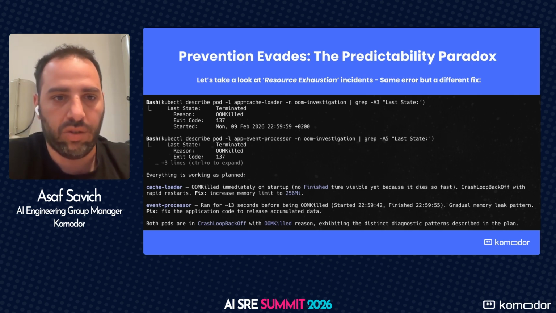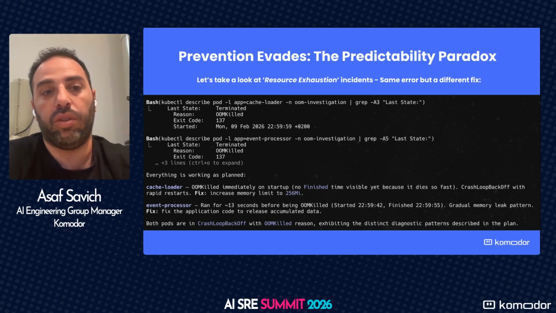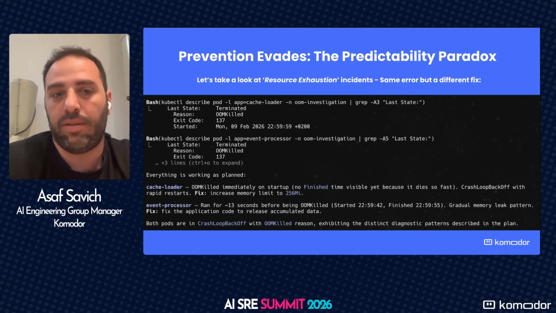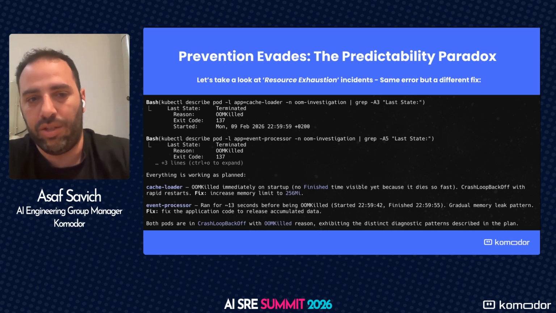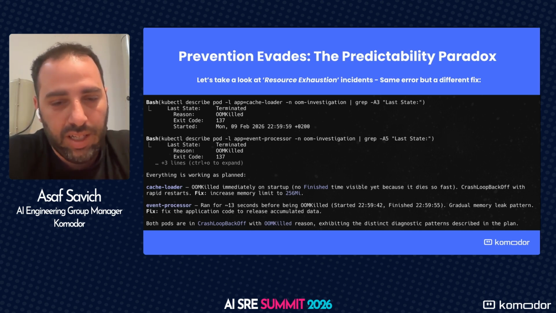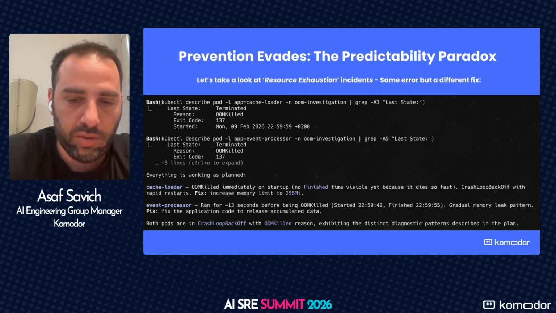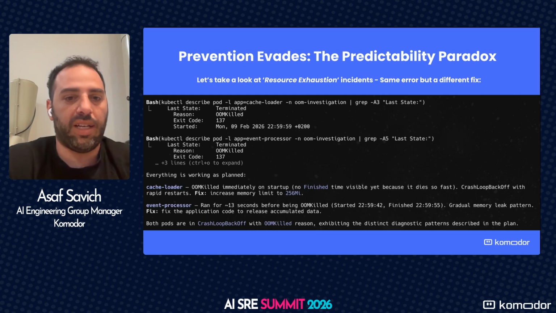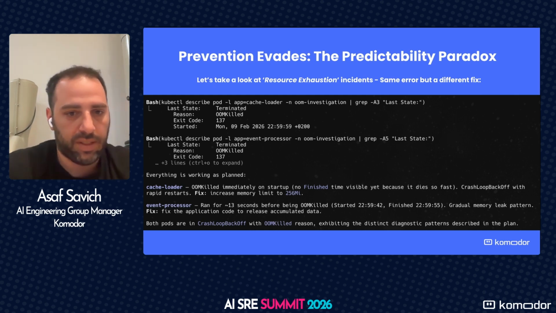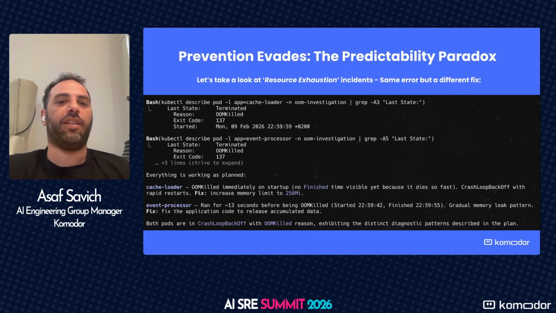an application change. So we started with two different services with what looks like the same issue: OOM kills, same time, same kind of pod. But the root cause of those issues and the resolution of those issues completely varies between one another. So this is one example. Let's continue to the second example.